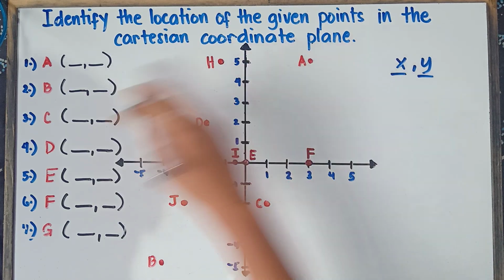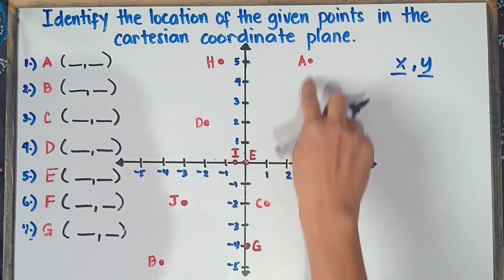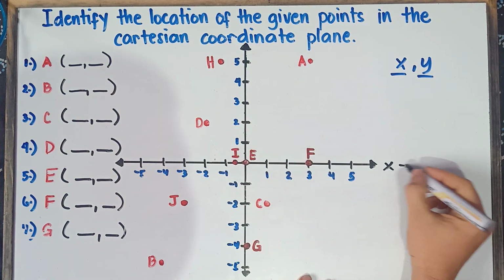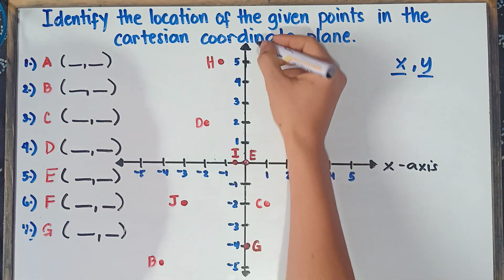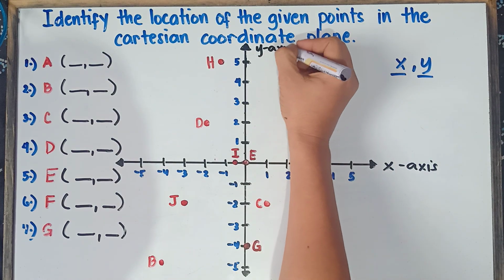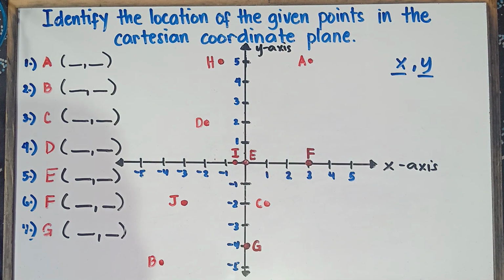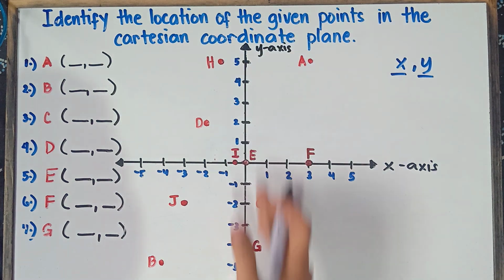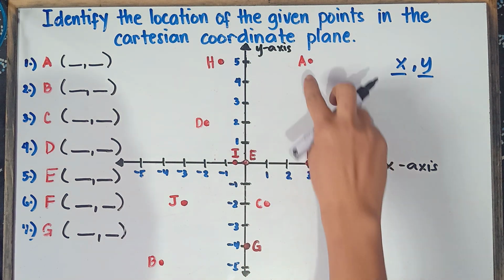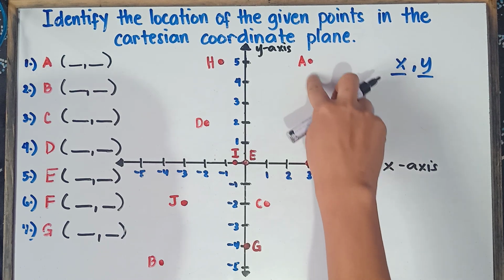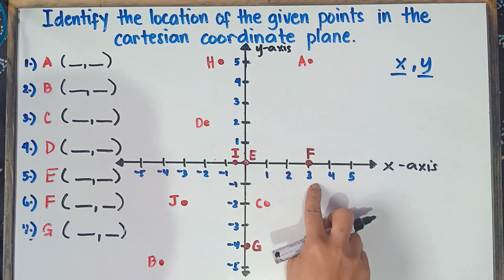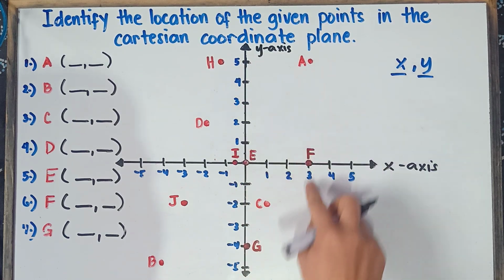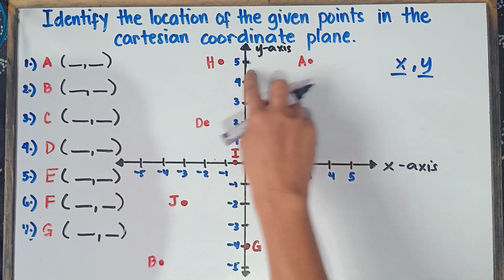So in this given point A, we know that it lies on 3. Once again, class, this is the x-axis, and this will be the y-axis. The horizontal line is the x-axis, and the vertical line is the y-axis. So point A lies on the x-axis at 3, and then for the y-axis, that would be positive 5. So once again, positive 3 and then positive 5.